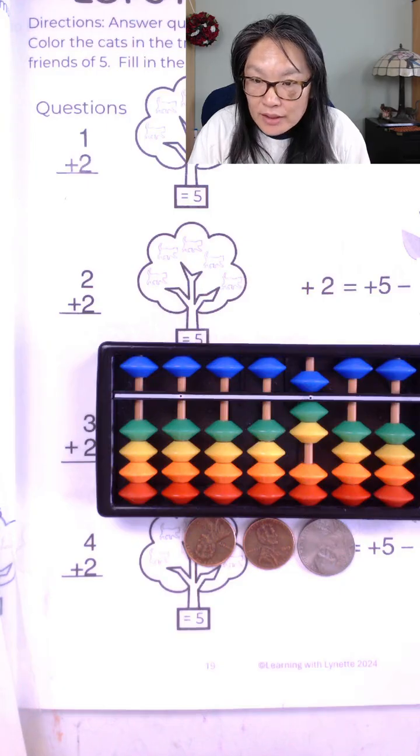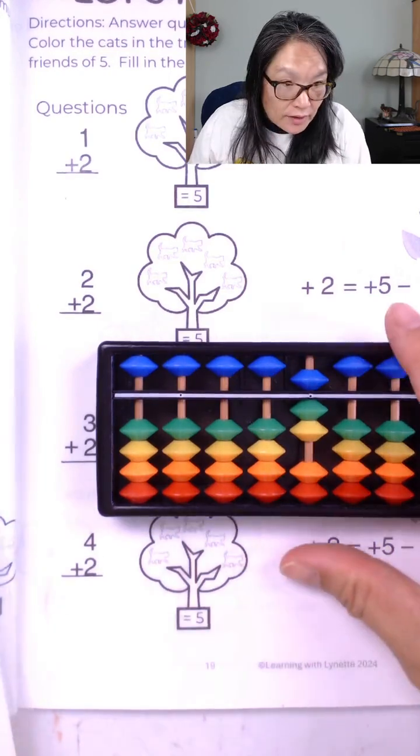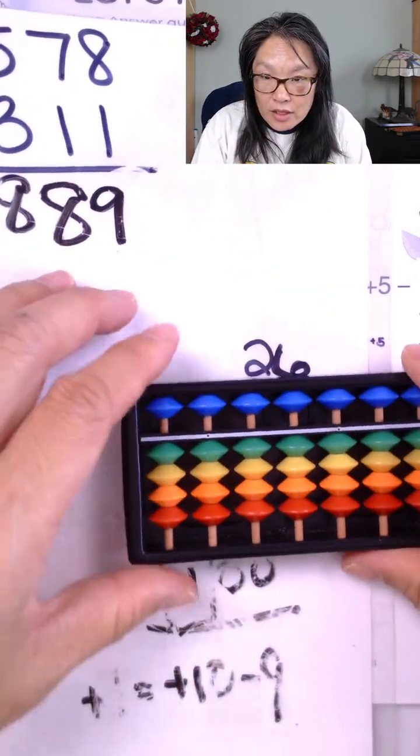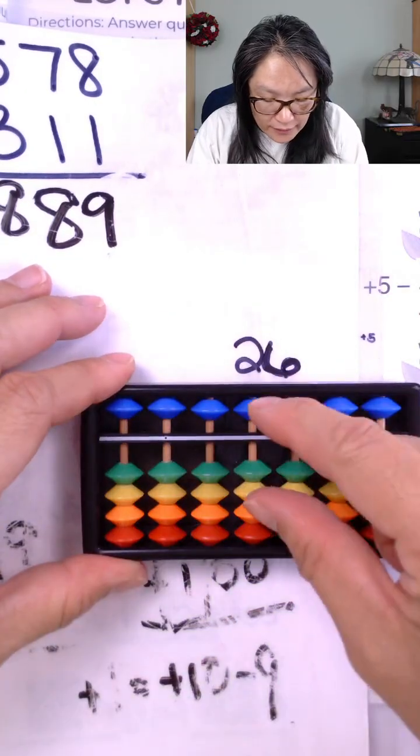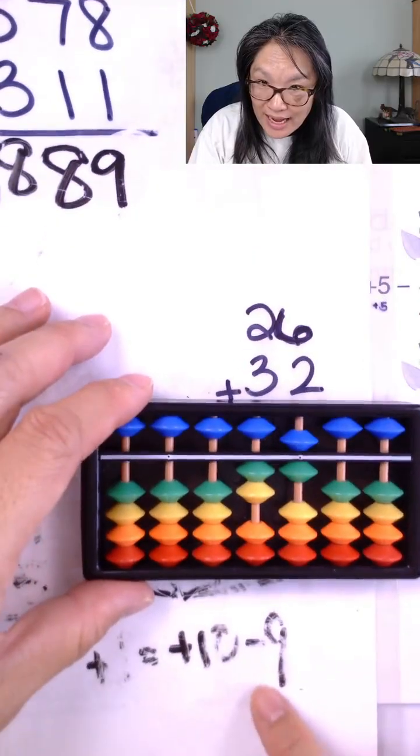So does that make sense? Okay, so we can do it again. Well, let's try something different. Let's go with the double digit, right? So if I have 26, I have 20, I have 6. So what's going to happen? I'm going to add 32.